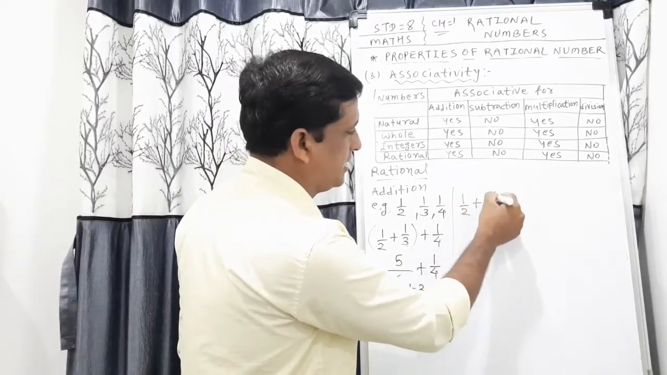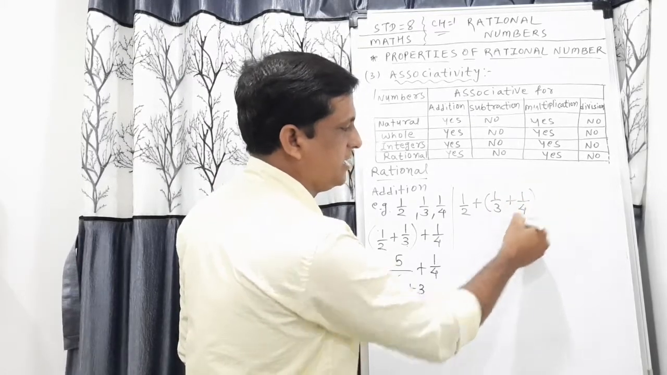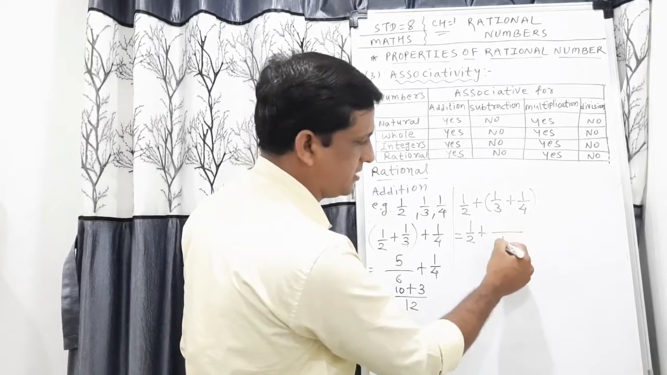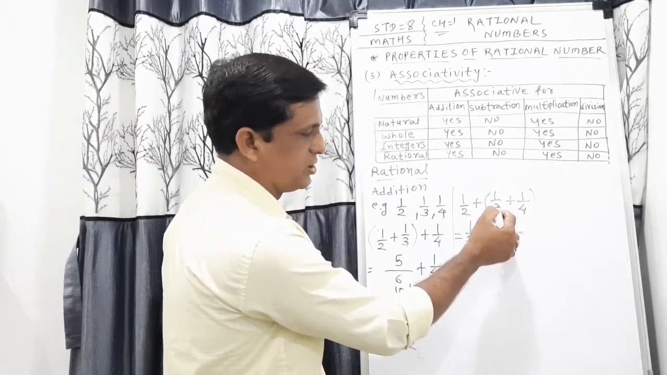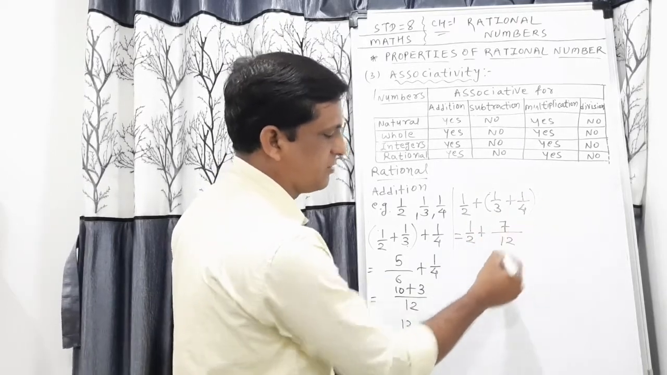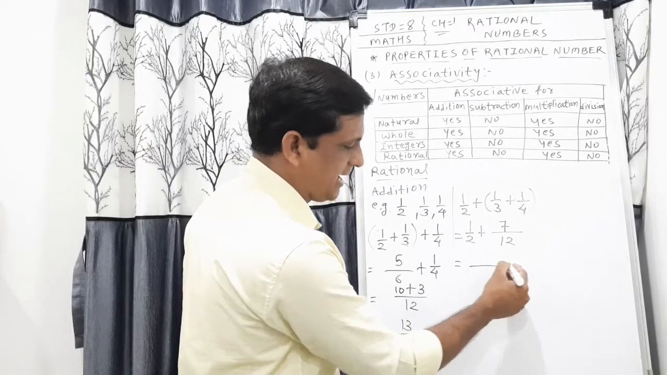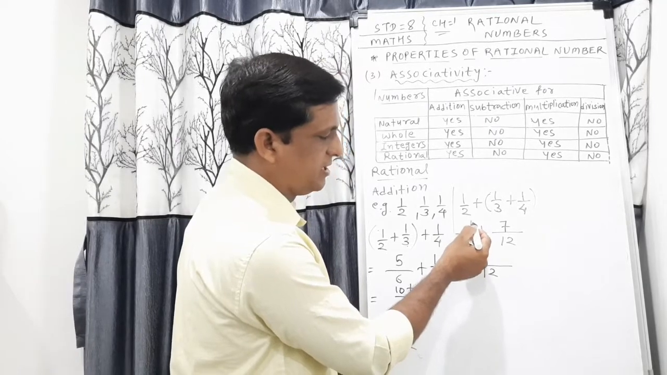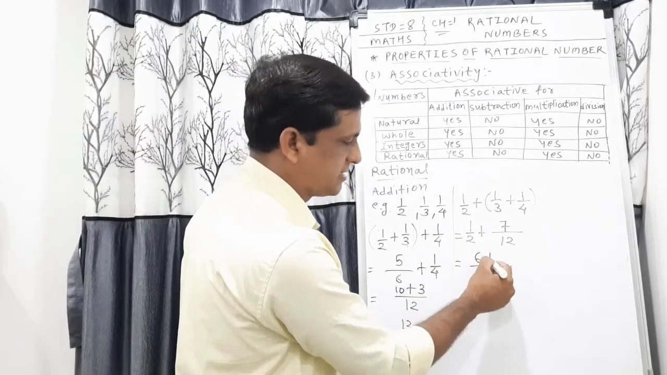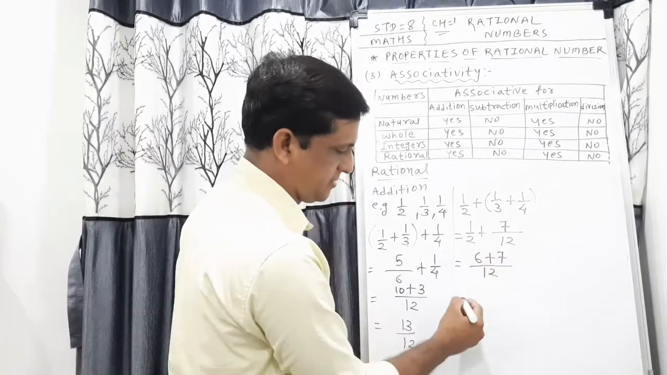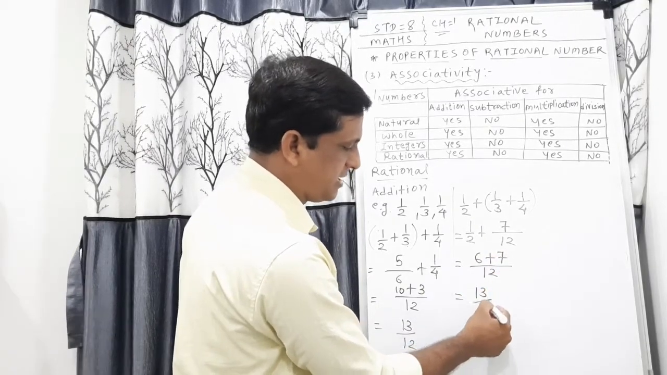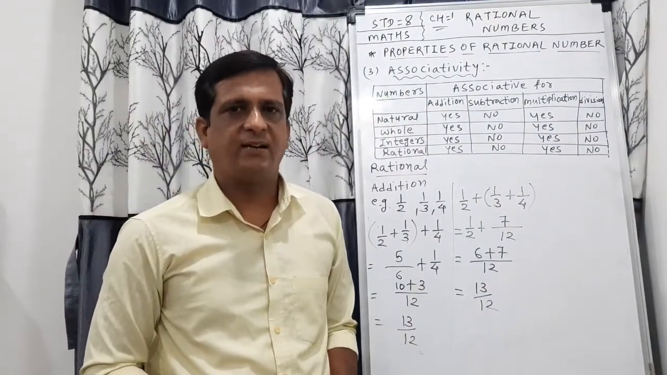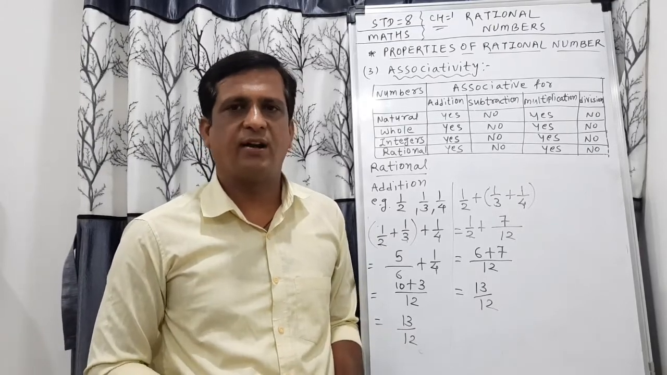1 by 3 and 1 by 4, right? Now I am simplifying the bracket, that is LCM is 12, correct? Now 4 ones are 4 and 3 ones are 3, so it is 7 by 12. Now I am taking LCM of 2 and 12, the LCM is 12, correct? When 1 multiplied with 6, that is 6 ones are 6, and plus 7 remains as it is, so 6 plus 7, it is 13 by 12. Here both results are equal, therefore we can say that rational numbers are associative for addition.